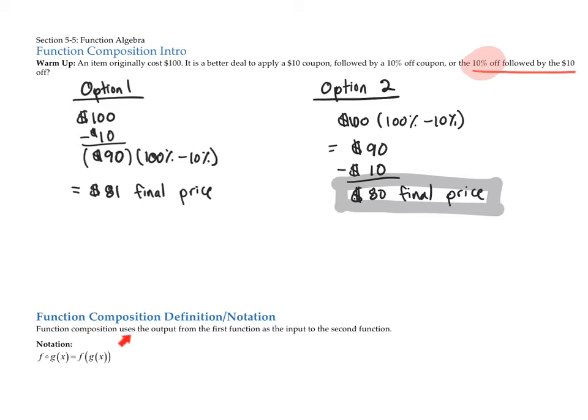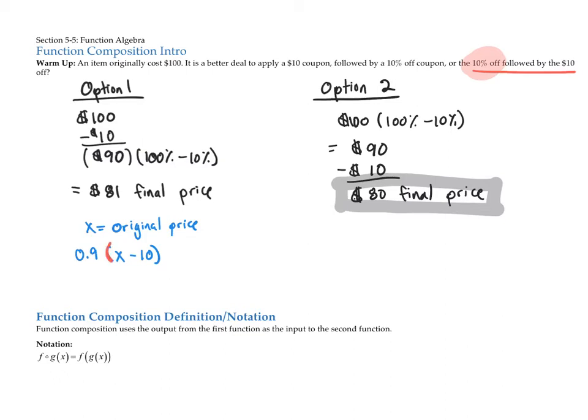A function composition uses the output from the first function as the input to the second function. So if we're thinking about this particular warm-up problem, we are creating kind of one function that is composed of two functions. If I look over here at option 1, perhaps you can see that the final price here, if we think of x as our original price, was found by taking the original price, subtracting $10, and then multiplying that result by 0.90.